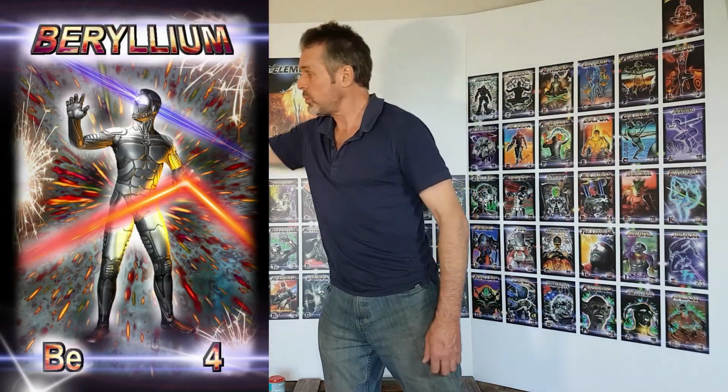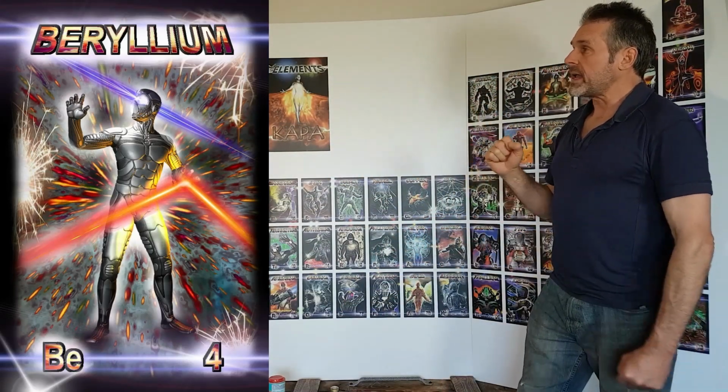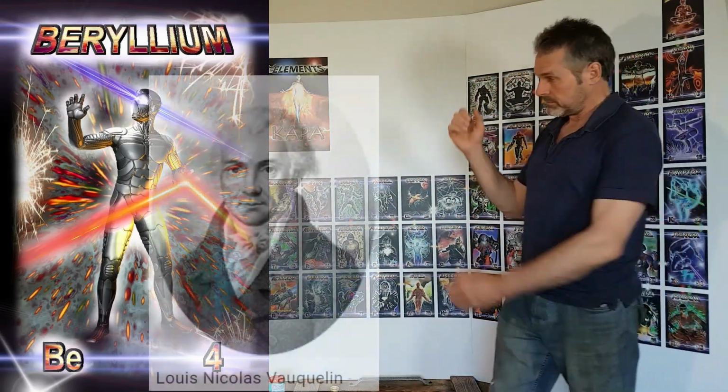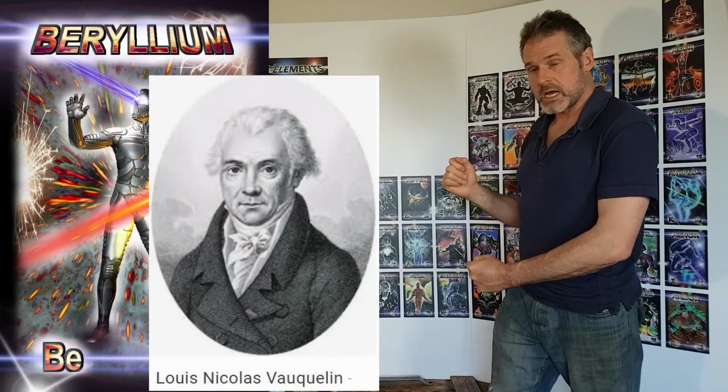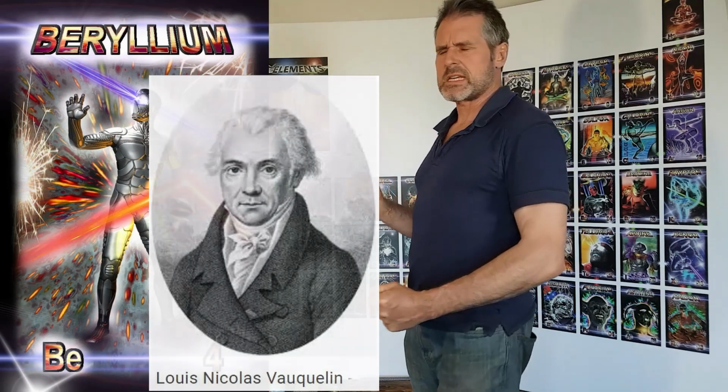Okay, cool. Let's pull up beryllium. Finally, we are at the top of group 2, and here is beryllium. Louis Nicolas Vauquelin, here he is, discovered beryllium in, I think it was 1798.